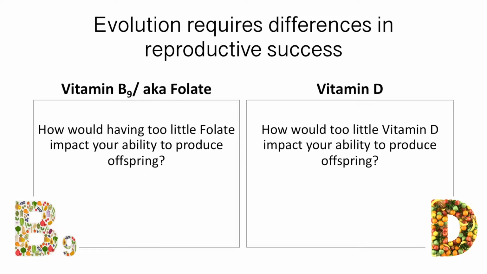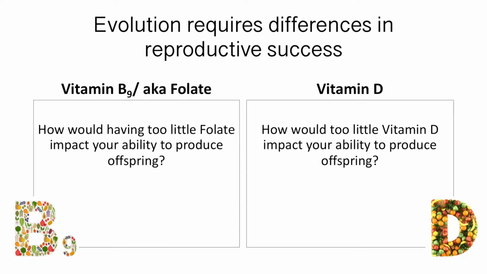Recall, however, that in order for the frequency of a trait to increase or decrease in the population, we need to have differing levels of reproductive success. So we need to ask ourselves, how did these different levels of sunlight that these populations were being exposed to lead to differences in reproductive success?